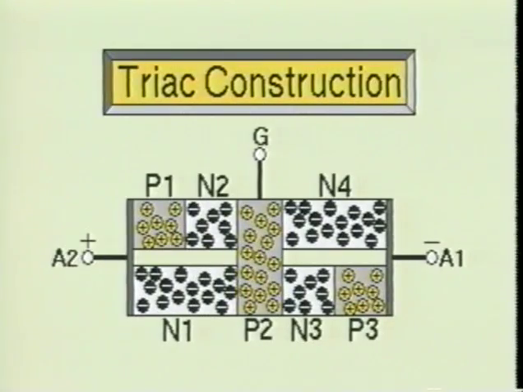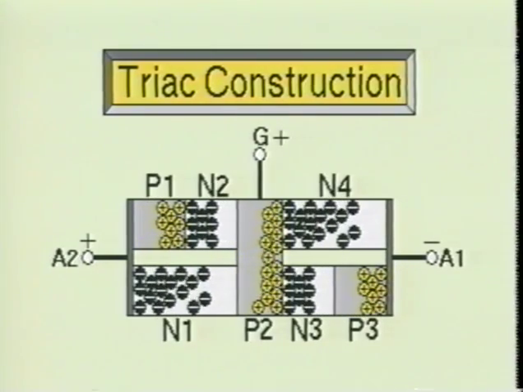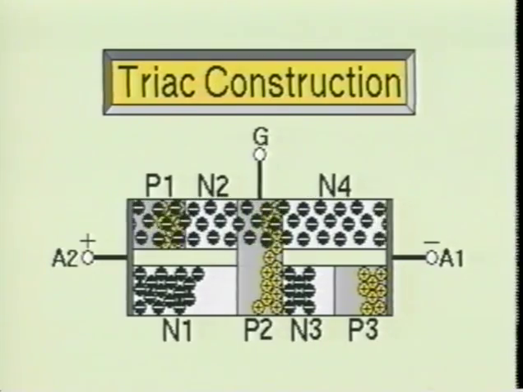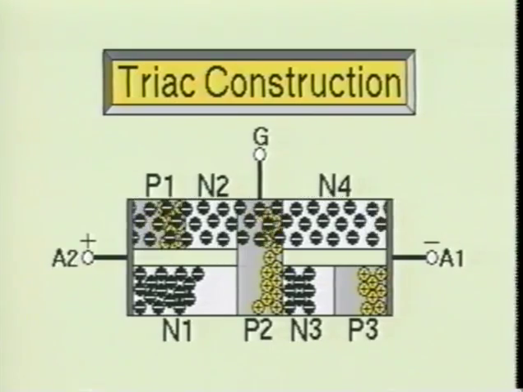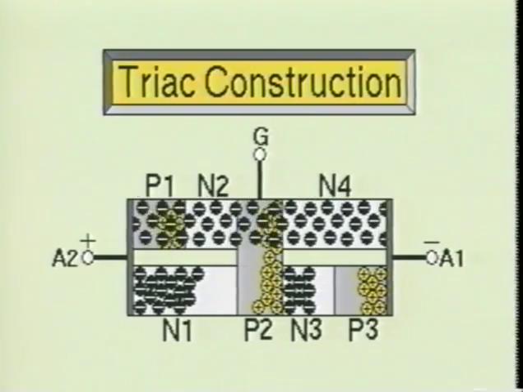With a positive voltage being applied at terminal A2 with respect to A1, and with a positive bias voltage applied at the gate, the PN junction between P2 and N4 will become forward biased. At the same time, the PN junction between P2 and N2 will become reverse biased. Therefore, the current flow through the N2 section will be due to minority charge carriers. The PN junction between N2 and P1 will then become forward biased and allow the current to flow from terminal A1 to A2. The current will continue to flow until the device drops below the holding current level.